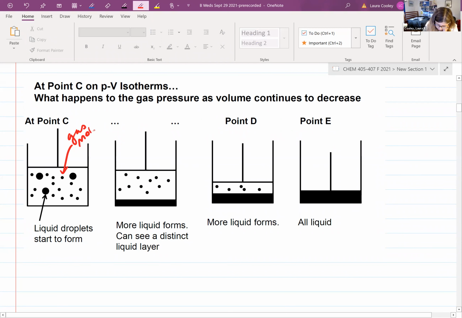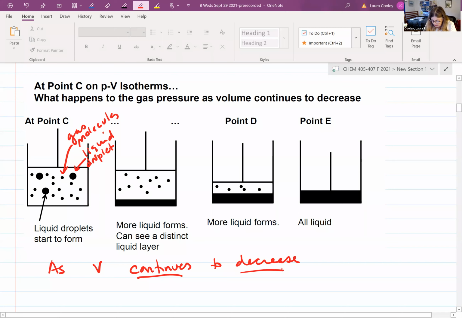As the volume continues to decrease, what you're seeing is now the liquid is pooling at the bottom, okay? And you could see that this has a somewhat smaller volume than this does, that you've compressed it a little bit. This whole thing doesn't look like much, but now you can definitely see the volume is smaller. And so as you decrease this volume, you're forming more and more liquid. You're taking molecules out of the gas phase and putting them in the liquid phase.